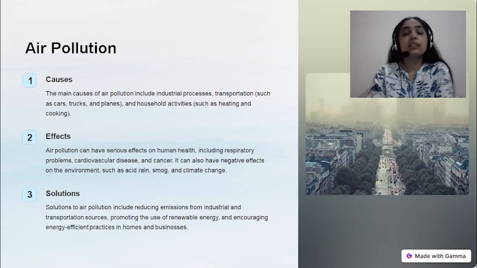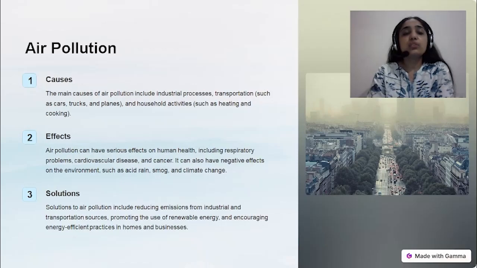Now effects, this also we have already discussed in a detailed way. Now in a summarized way we will study this also. Air pollution can have serious effects on human health, including respiratory problems, cardiovascular disease, and cancer. It can also have negative effects on the environment such as acid rain, smoke, and climate change. Now, what is the solution of it? This also we have already discussed.